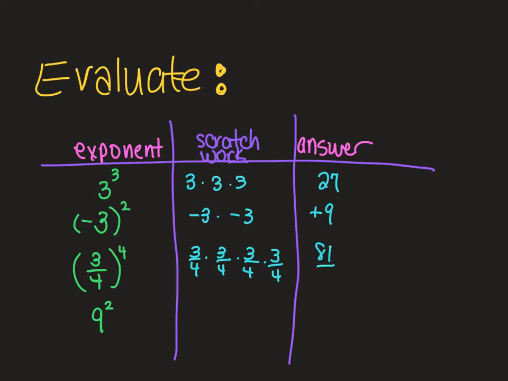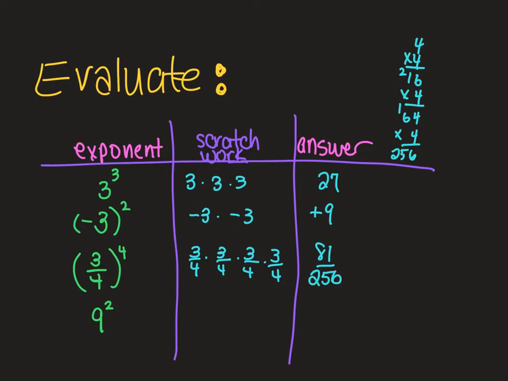Our numerator is 81. I can do 4 times 4, that answer times 4, that answer times 4. Or I can do these 2 4's make 16, and these 2 4's make 16. So I think I'll do them one at a time. 4 times 4 is 16. Times 4 is 64. 64 times 4 is 256.